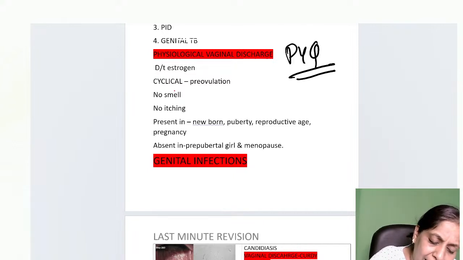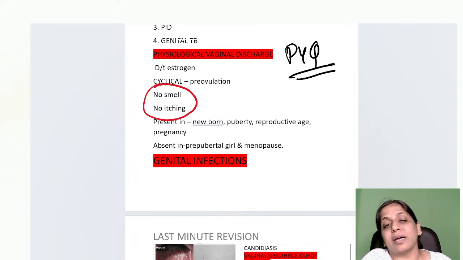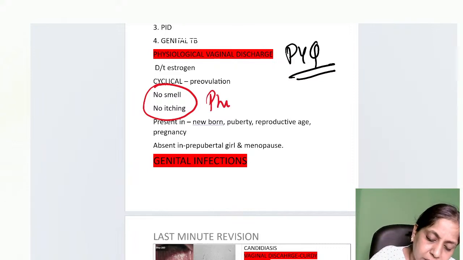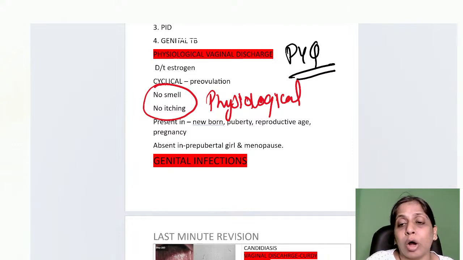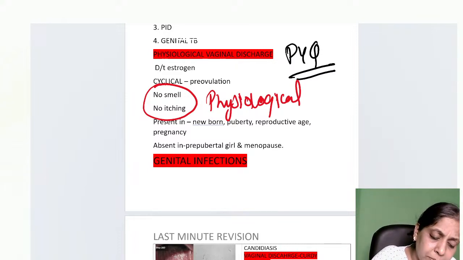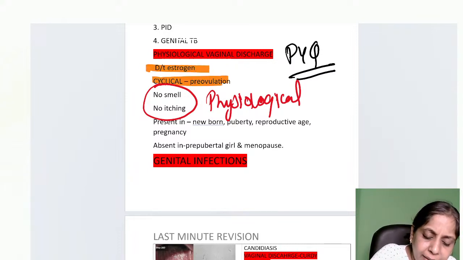Till they tell you there is no smell and no itching, please, it is a physiological vaginal discharge. The infective discharges always either have a smell or have itching, or you can say pruritus. Till they are saying that it does not have smell and does not have itching, it means the discharge is physiological. The physiological discharge is mainly due to the estrogen and it is cyclical.